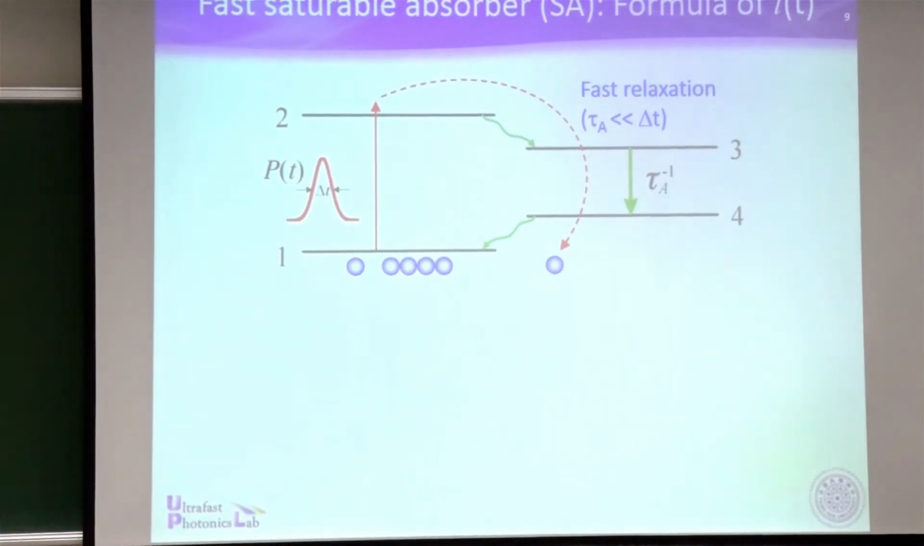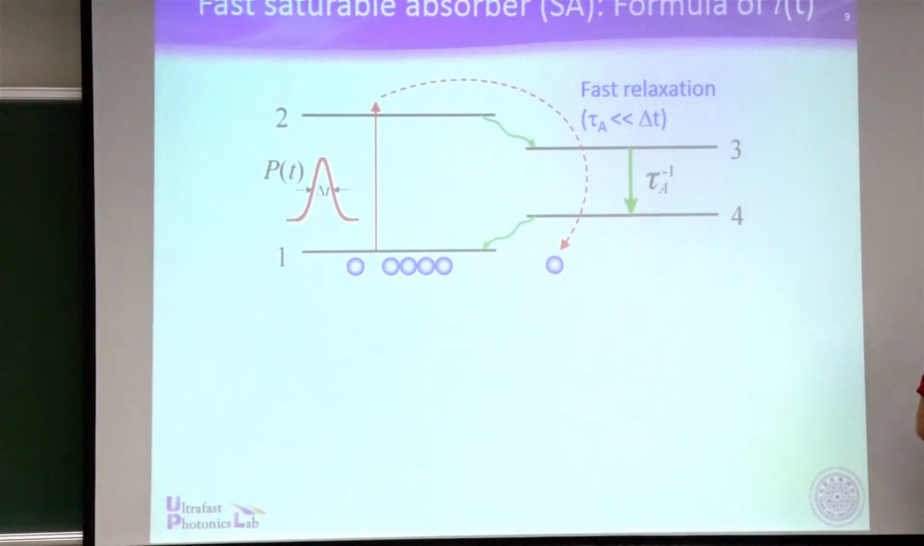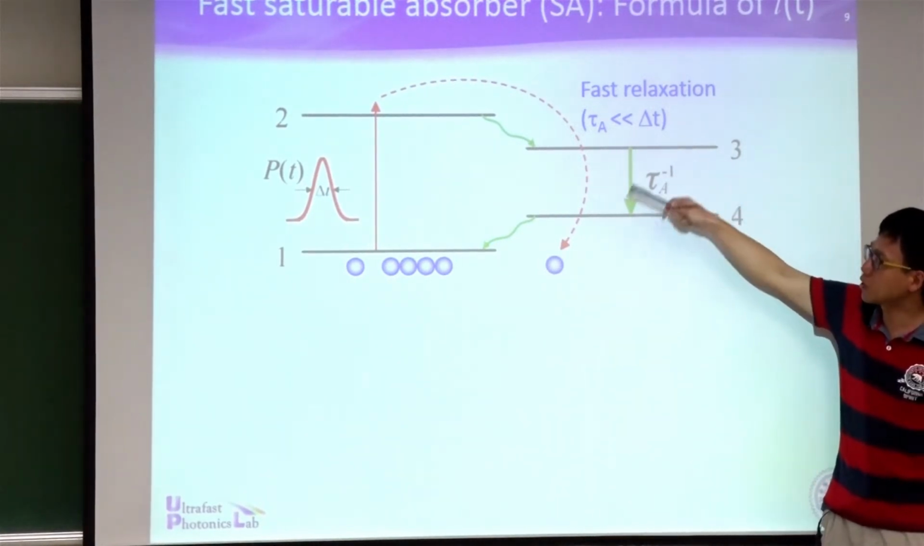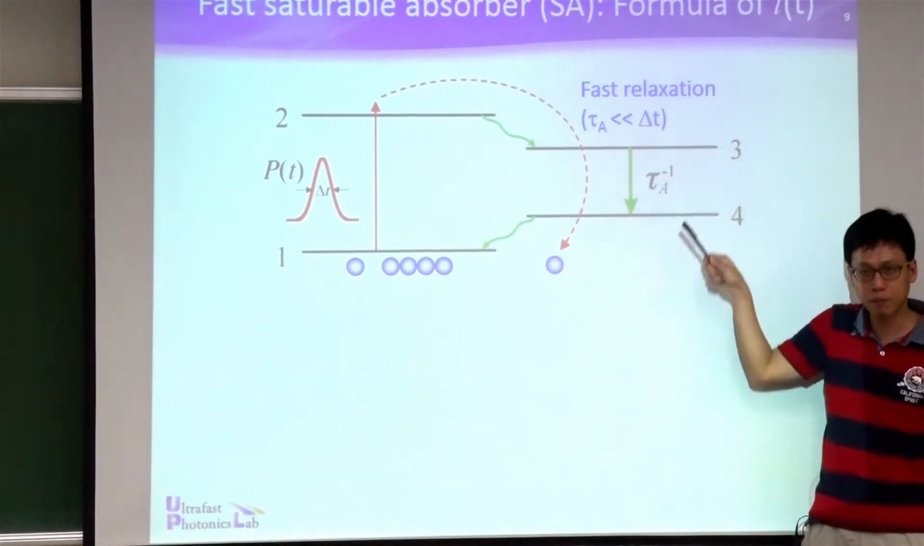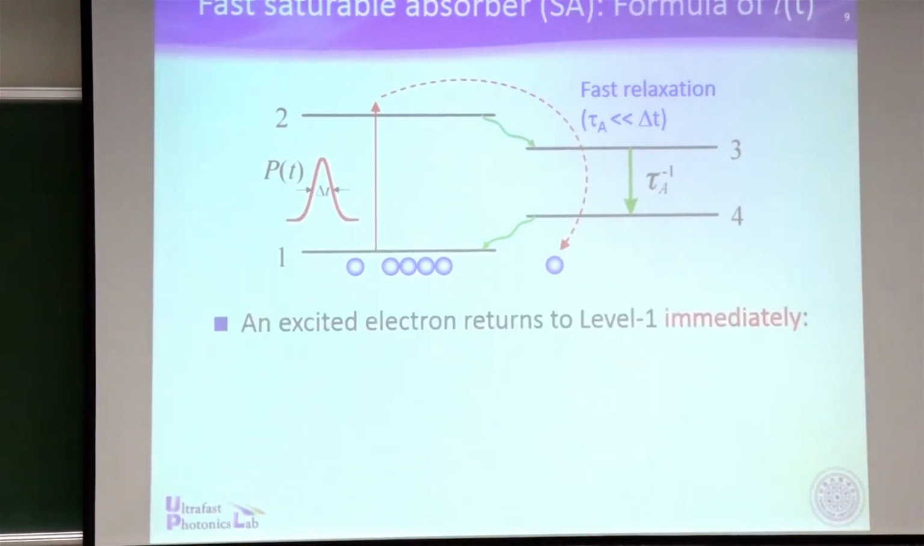But this is true only if this condition is satisfied: your lifetime constant, tau A, is much shorter than your pulse width, delta t. If this is true, you can make this picture. So simply speaking, an excited electron returns to level 1 immediately.